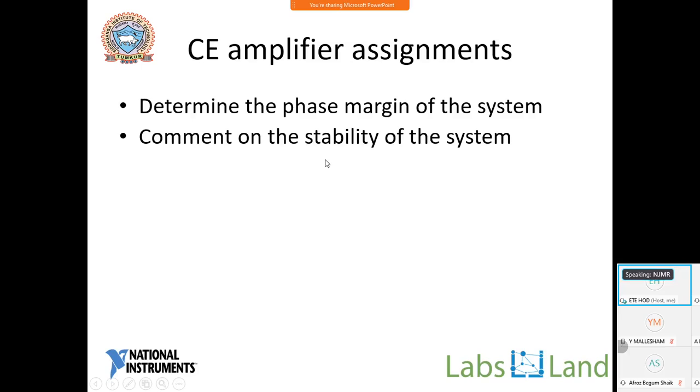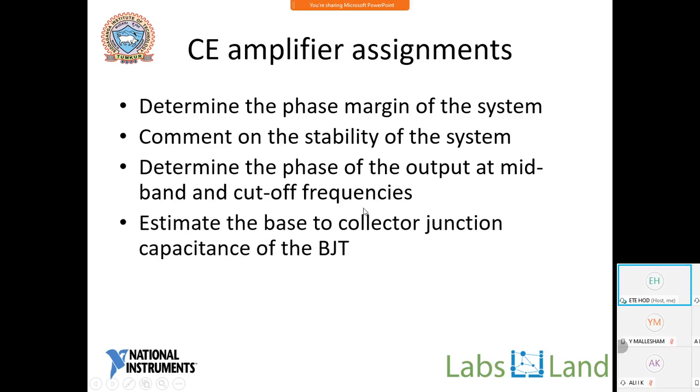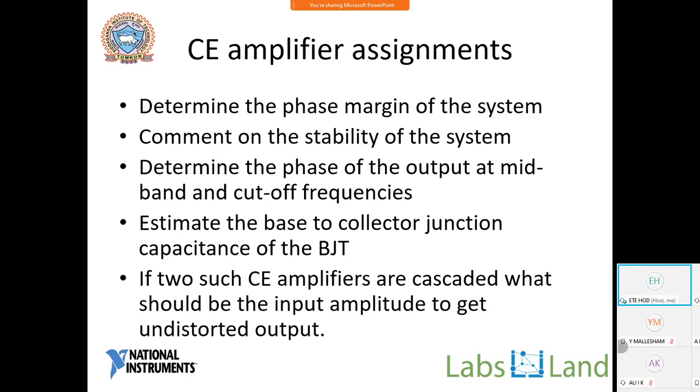So is the system stable? What is the margin available? And he can also find out the phase of the output signal at midband and cutoff frequencies. So this is about trying to read out the parameters from the frequency response. And then we can ask him to estimate the base to collector junction capacitance of the BJT by knowing the different possible readings. So he can connect back to theory, and then he can certainly estimate the base to collector junction capacitance.